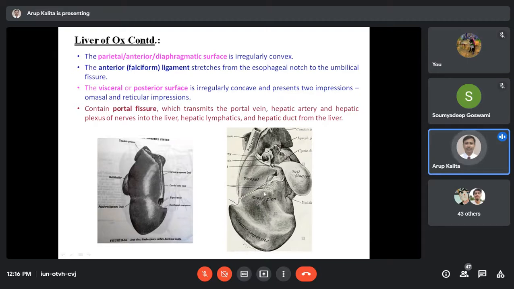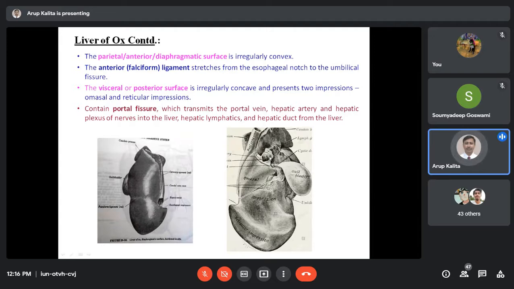So on the visceral surface, you will get two main impressions. One is called the omasal impression, this one. This is the reticular impression. And if you talk about the lobes, this is the right lobe, this is the quadrate lobe, this is the left lobe, this one is the caudate lobe. The caudate lobe has this papillary process, this is the caudate process. Now, on the visceral surface, in addition to the impressions, another structure is present that is called the portal fissure. This is the portal fissure.